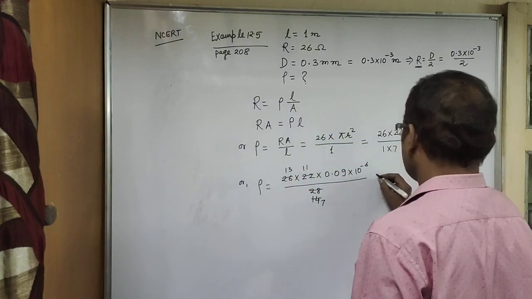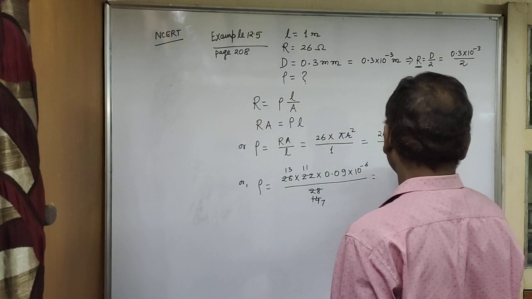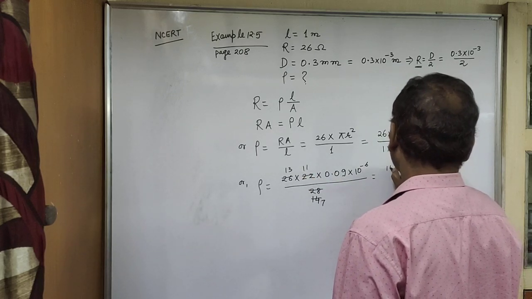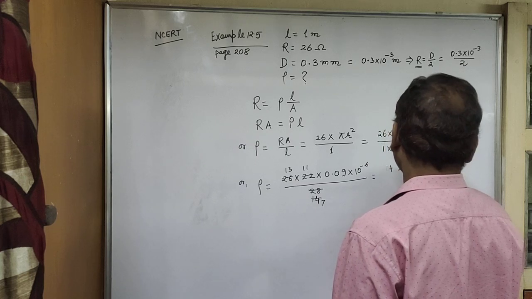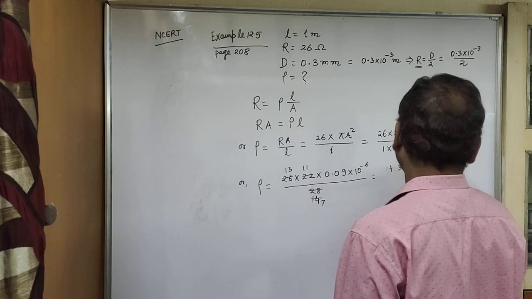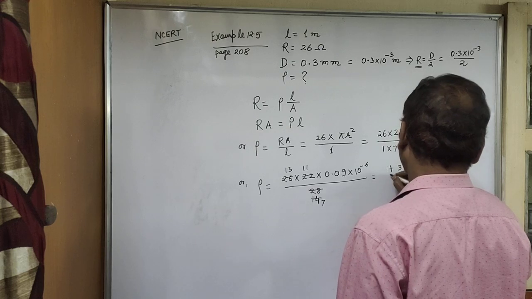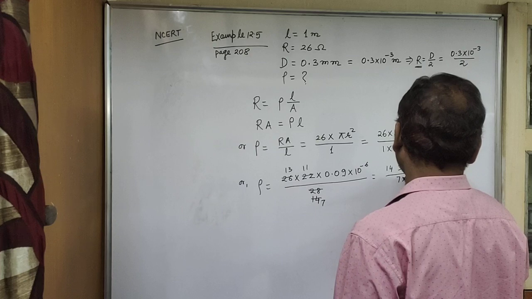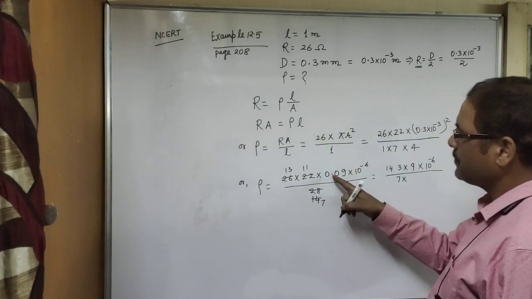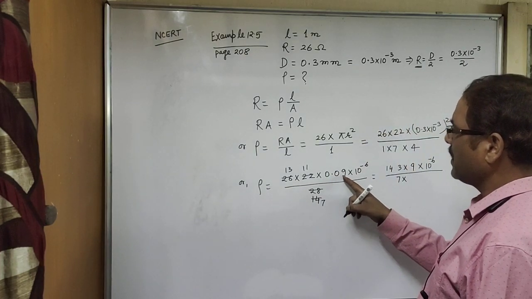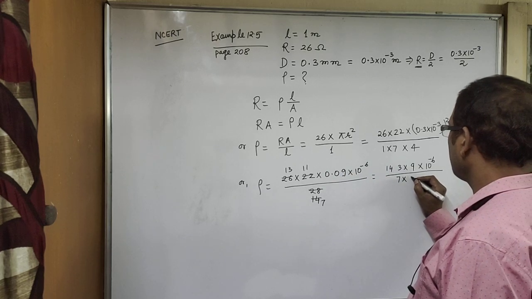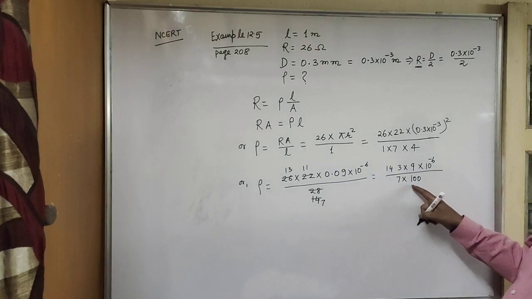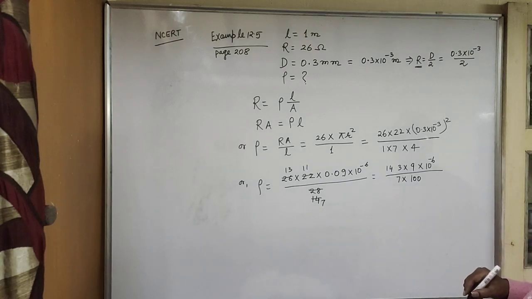So it can be written as 11 into 13, 143 into, we are writing 9, and in the denominator we have 7. Here we have 2 digits after the decimal, so we have to divide by 100 to remove the decimal. So we are writing 1 and 2 zeros.